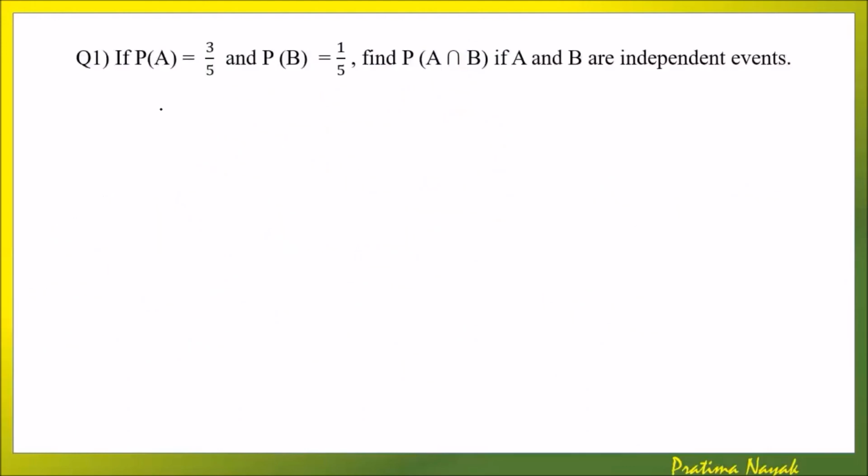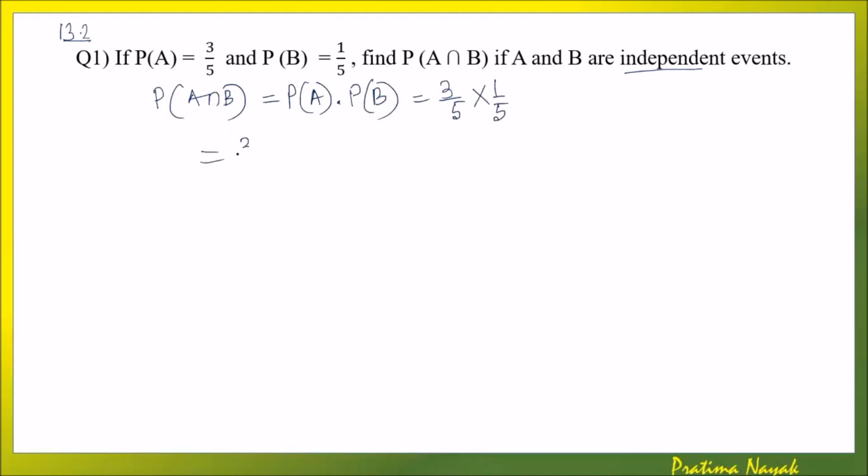So question number 1, this is your exercise 13.2. P(A) is equal to 3 by 5, P(B) is equal to 1 by 5. Find P(A intersection B) if they are independent events. So you will just multiply: P(A intersection B) is equal to P(A) into P(B). So how much will it be? It will be 3 by 5 multiplied by 1 by 5. Answer is 3 by 25.